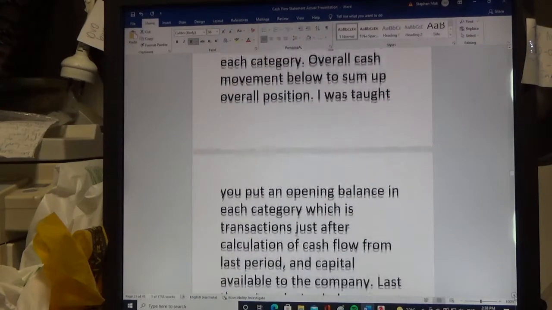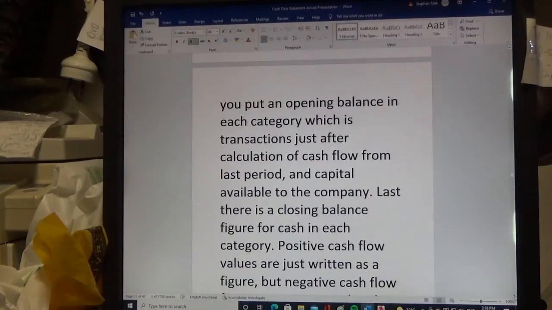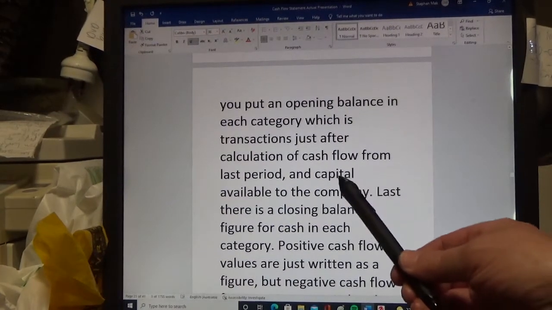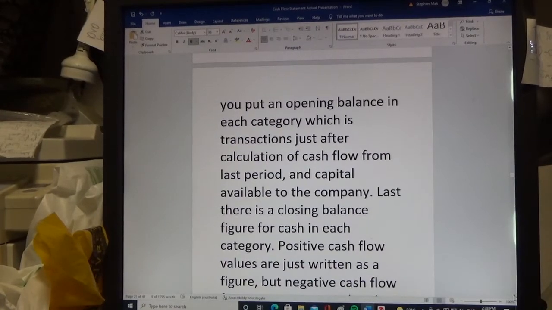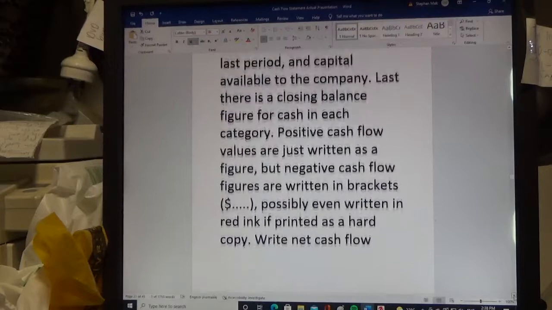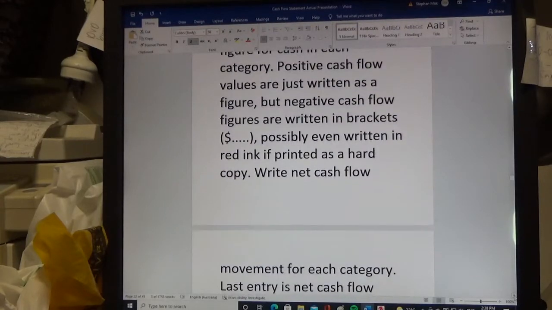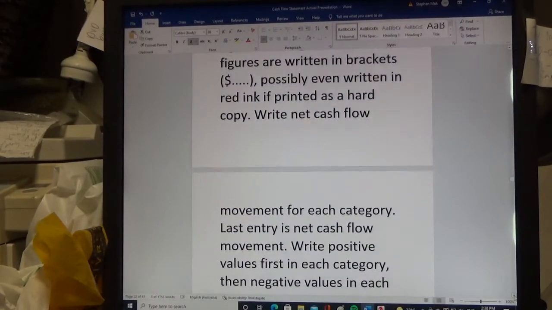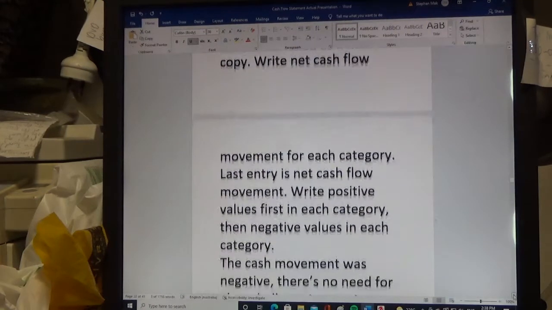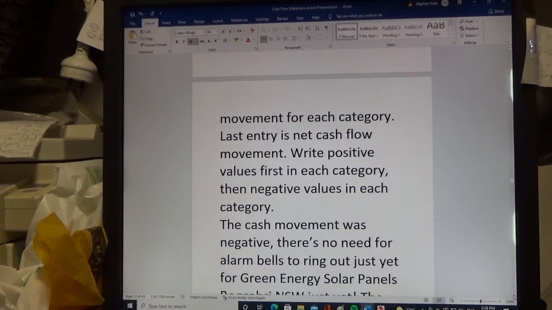And yeah, I was taught that there was an opening balance, even though you might not see one from last period, because capital has to be available to the company, and that's a cash measurement. And again, about positive or negative figures, sometimes they're even printed in red ink, the negative figures, to highlight outgoing cash, and black ink for receipts.